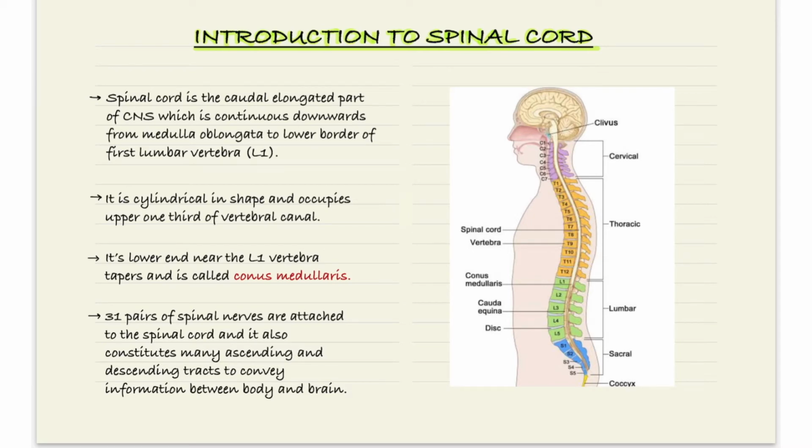Introduction to spinal cord. Spinal cord is the caudal elongated part of the CNS. So, cranially we have the brain and caudally we have the spinal cord, which is continuous downwards from the medulla oblongata to lower border of the first lumbar vertebra. So, this is the midbrain, this is the pons, this is the medulla oblongata, and from the medulla oblongata, the spinal cord continues downwards till the lower border of L1. So, this is the L1 vertebra. So, till here, the spinal cord continues.